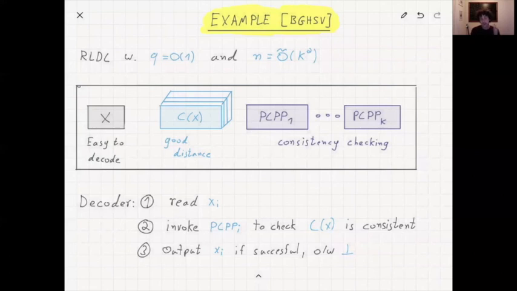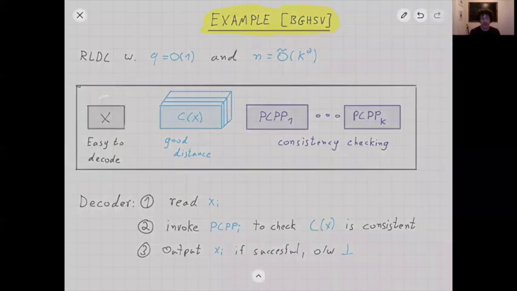And so what we can do is output, so we run this PCP. If the PCP accepts, then we know that with high probability, the bit that was written explicitly here in X was correct. And if not, then maybe something went wrong, in which case we output bot. And just two quick remarks regarding that.